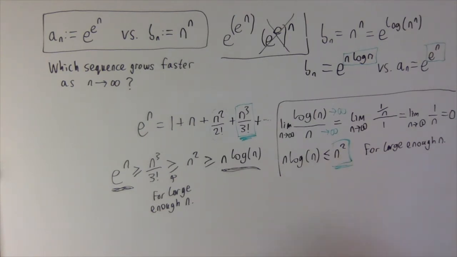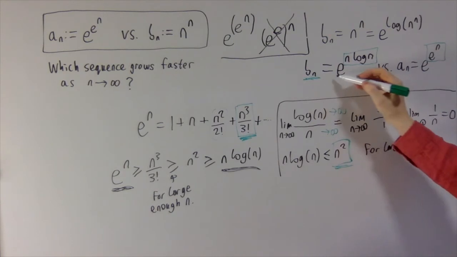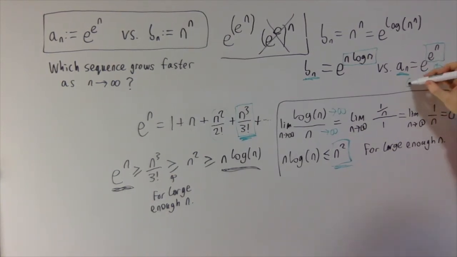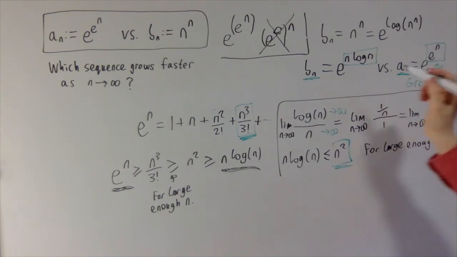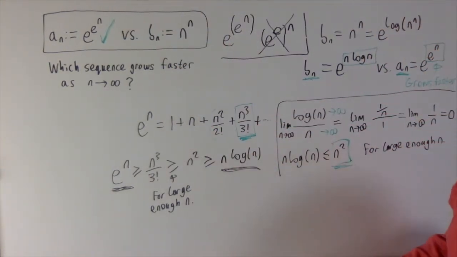So what we can conclude there then is, thinking back to what we were dealing with, we're dealing with bn, which is e to the n log n, and we're also comparing that to an, which is e to the power of e to the power of n. Well, this one grows much faster. So we can conclude here then that an is the winner, which I think is quite nice. It's quite an interesting example here.